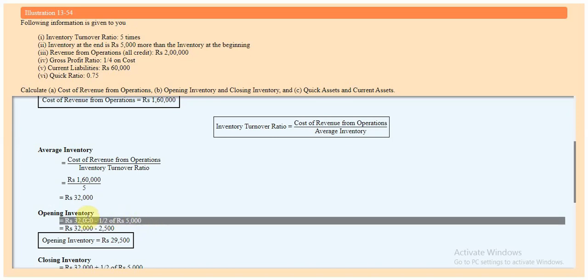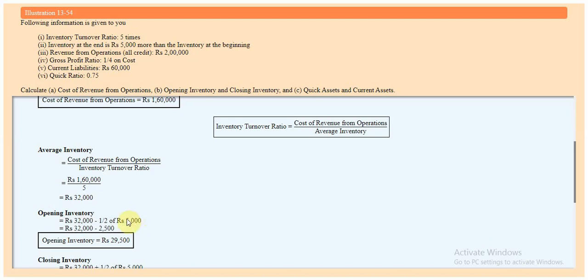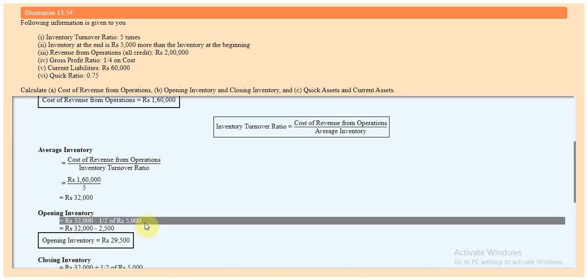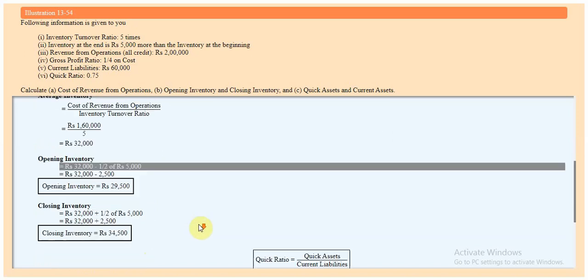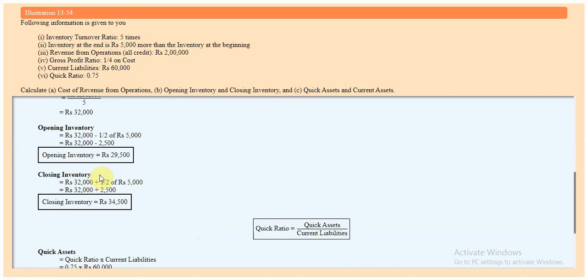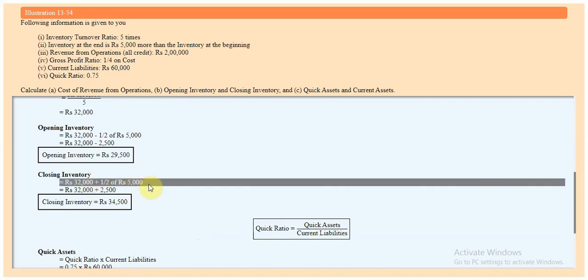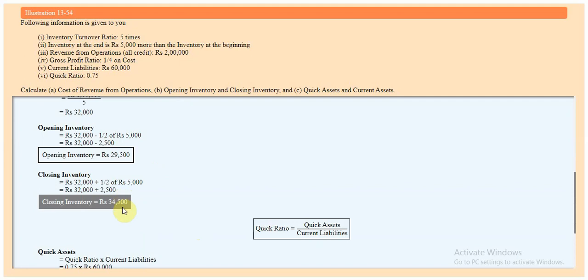So likewise, we have found out 32,000 is the average inventory minus half of 5,000 rupees. From the question we know that the difference between opening and closing inventory is 5,000. So half of the difference we have to subtract from the average inventory to get the opening inventory, that is the starting of the line. Now for the closing of the line, which is closing inventory, we have to add half of the difference of opening and closing inventory. That is what we have done and we have got the answer. So the second subdivision, that is opening and closing inventory, is also done. We have solved that also.